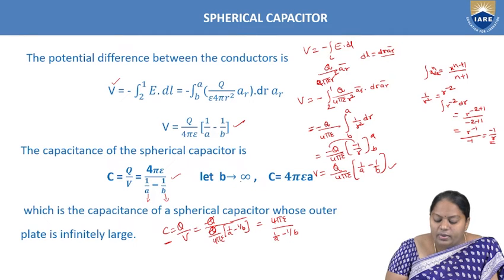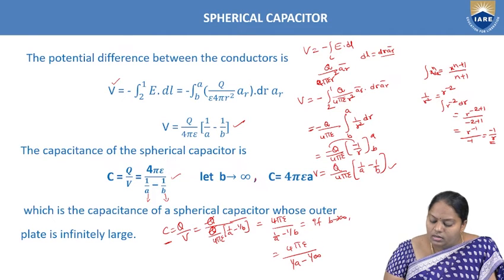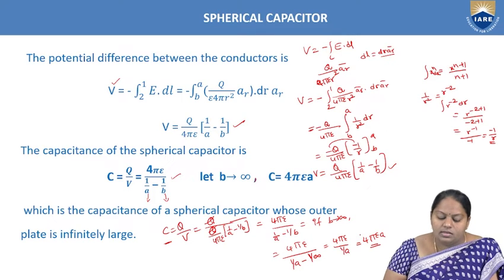So here let B tend to infinity, meaning the outer conductor radius is assumed to be infinite. If we substitute B tends to infinity in this equation, then 4 pi epsilon by (1 by A minus 1 by infinity). Something divided by infinity becomes 0, hence 4 pi epsilon by 1 by A, which equals 4 pi epsilon A, the capacitance of the spherical capacitor whose outer conductor radius tends to infinity.